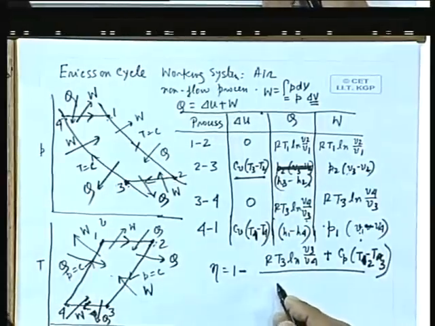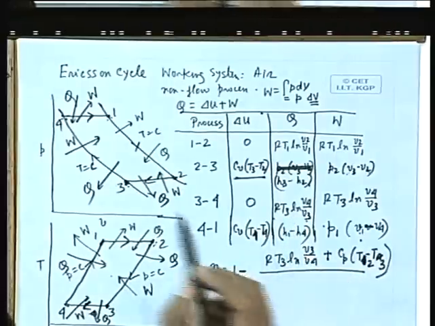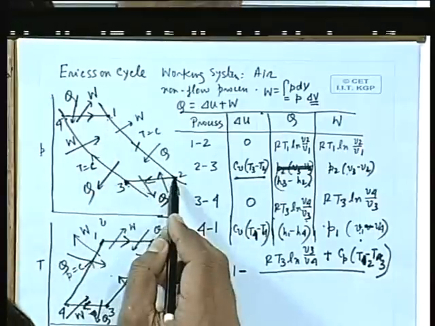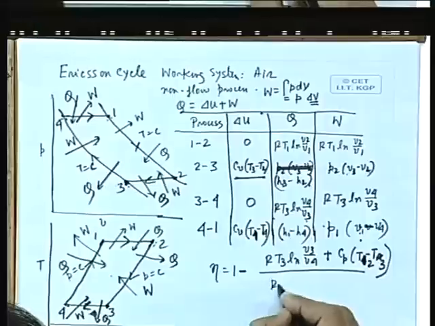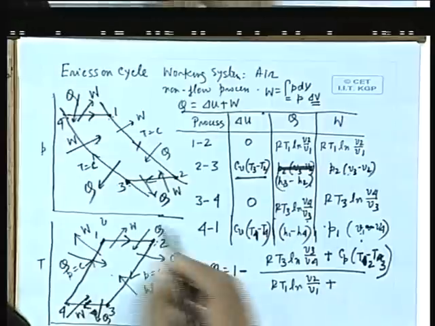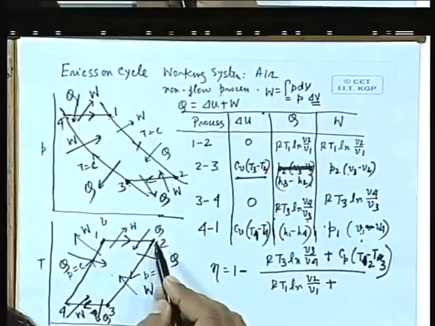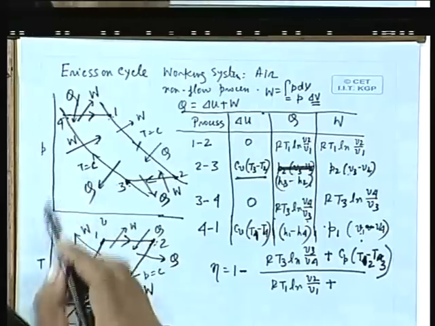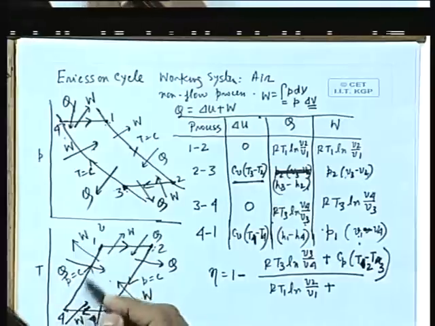Where is the heat added? We have to find out the processes where heat is being added. Heat is being added in the process 1-2. 1-2 is an isothermal process where heat added is RT1 ln(V2/V1). Apart from this isothermal process, heat is also added in the 4-1 process.